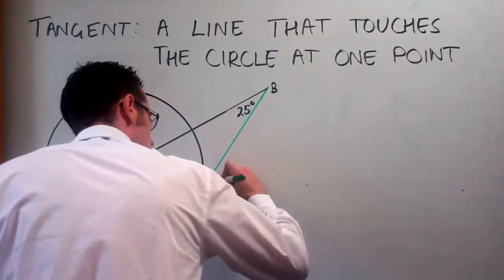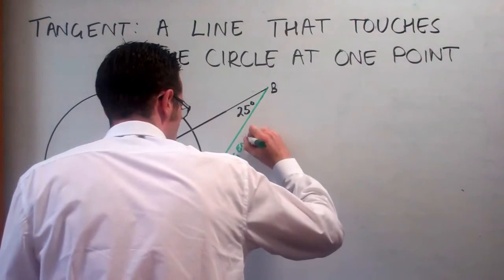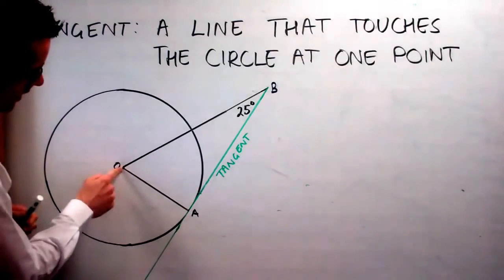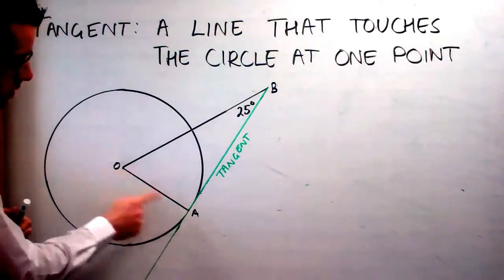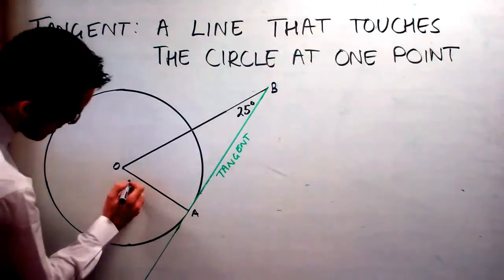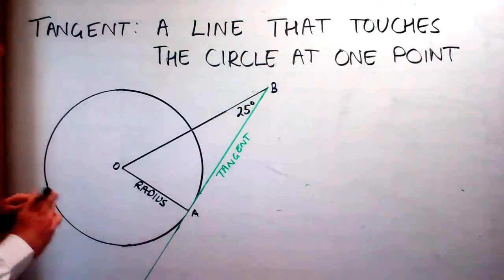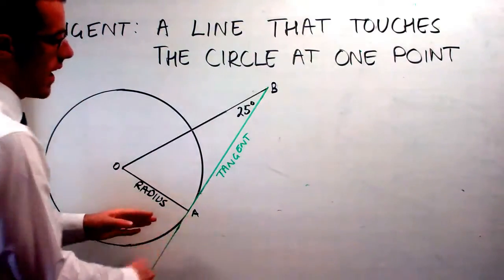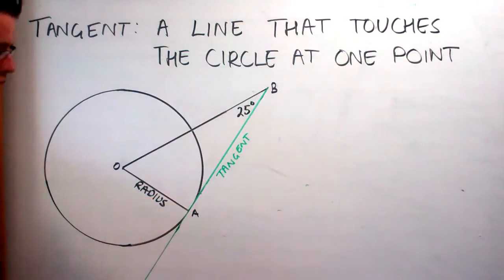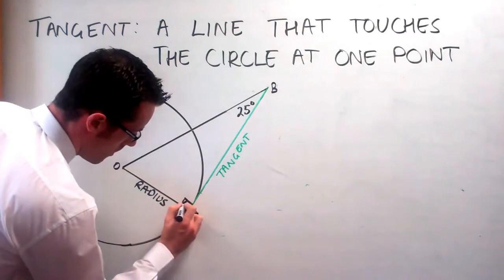So this here is our tangent. That's the tangent. And this line here goes from the centre of the circle to the edge of the circle. We know that that is called the radius. The important thing to notice here is when the radius and the tangent meet, we get a special kind of angle. We get a right angle. So we can mark that in here like so.